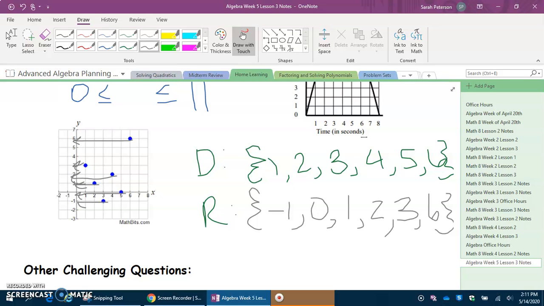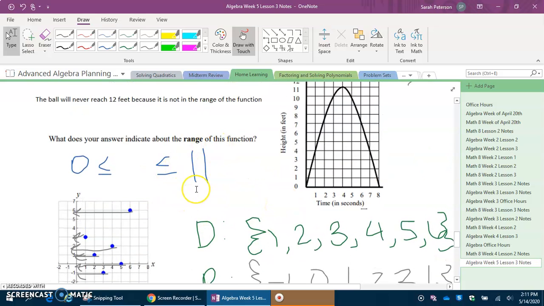So in your practice, you're going to see some that look like this. So just look at the points' x values and the points' y values, and those are the only numbers you're going to have in your answers. It won't be continuous like this one was up here. So you won't have a range, you'll have just specific numbers.